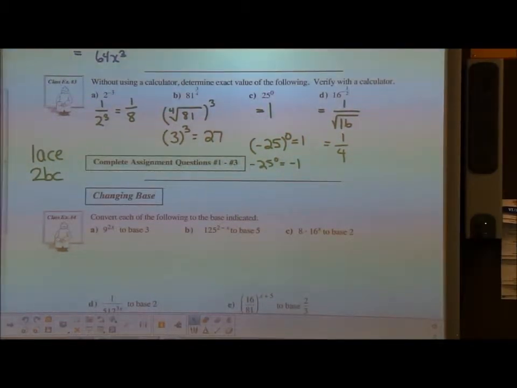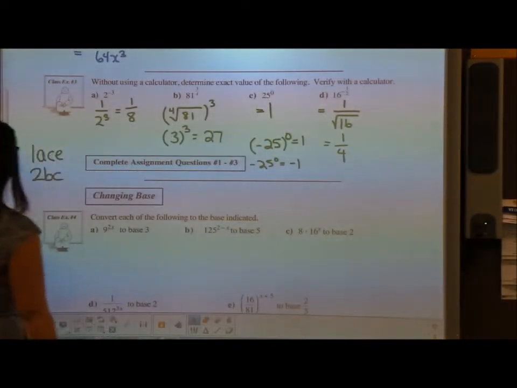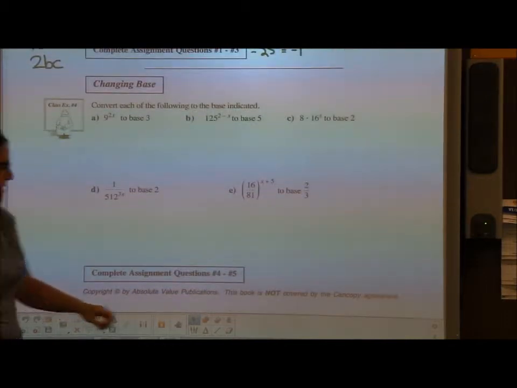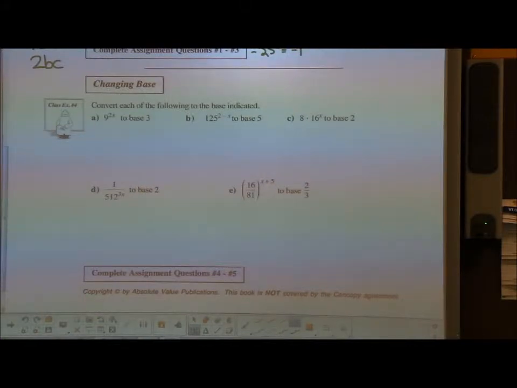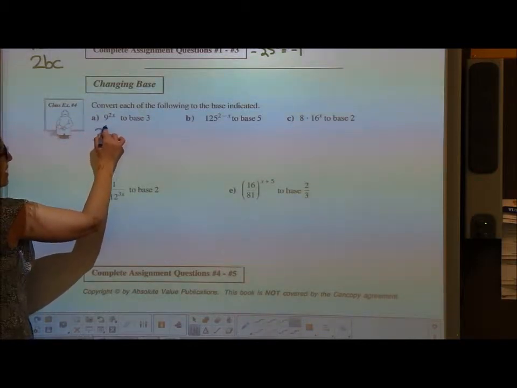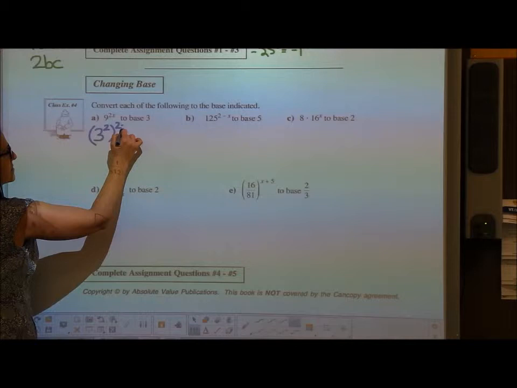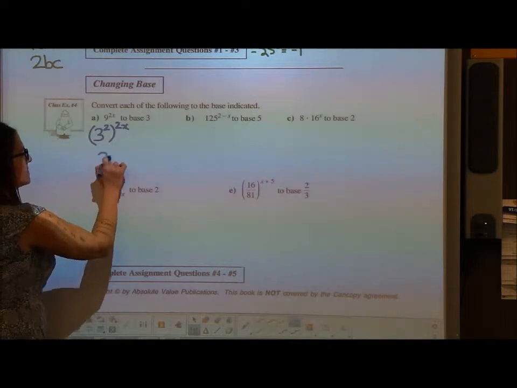Okay, changing base. If I wanted to write 9 to the power of 2x, and instead of writing the 9 as a 9, 3 to the power of what equals 9? 2. So I rewrite 9 as 3 squared to the power of 2x. Put that together, and what do I get? 3 to the power of 4x.